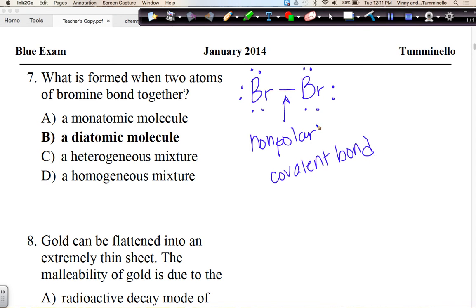Those electrons will be shared equally because these two atoms have the same electronegativity, so they pull on the electrons equally. And this molecule will be a diatomic molecule: bromine, iodine, nitrogen, chlorine, hydrogen, oxygen, and fluorine will all form diatomic molecules.